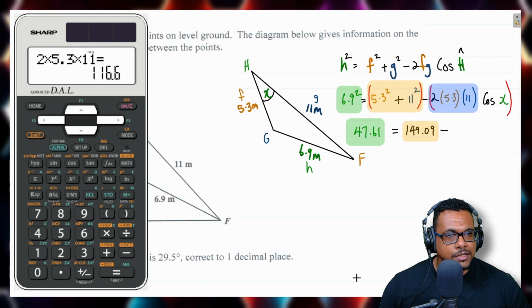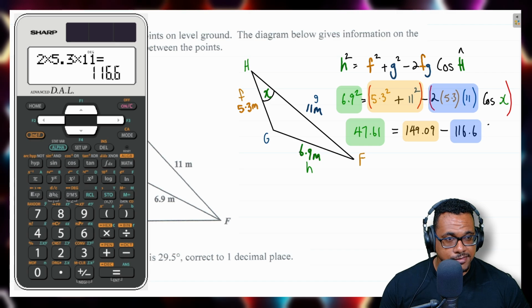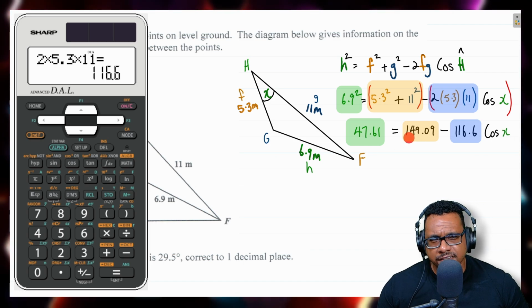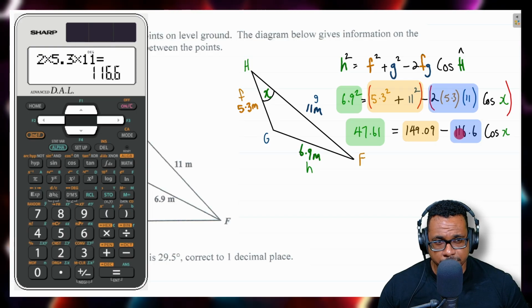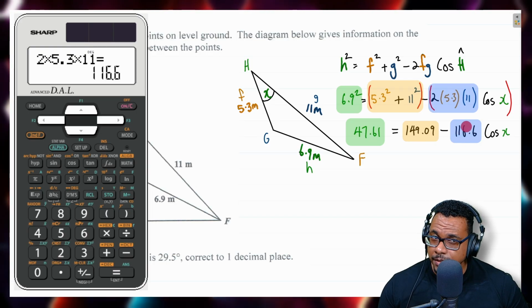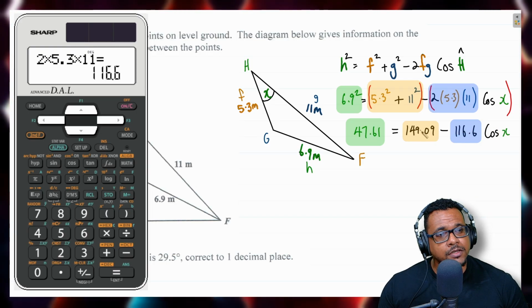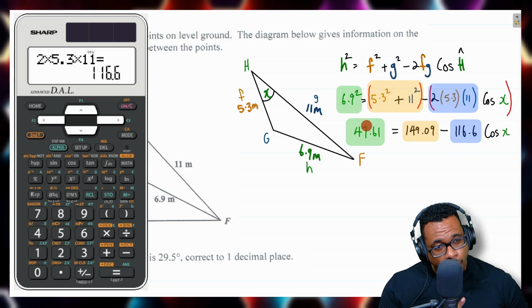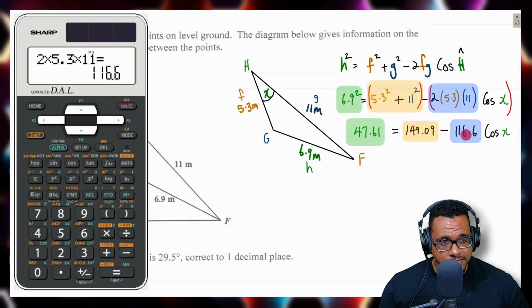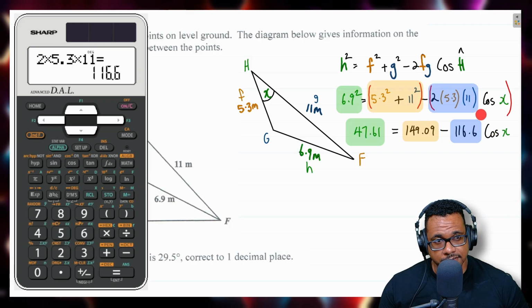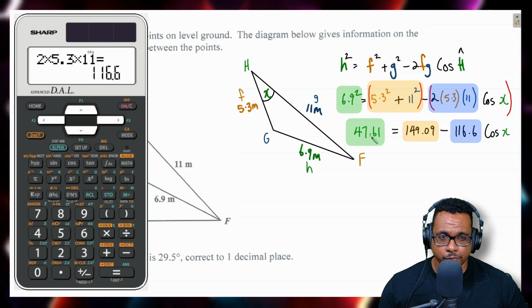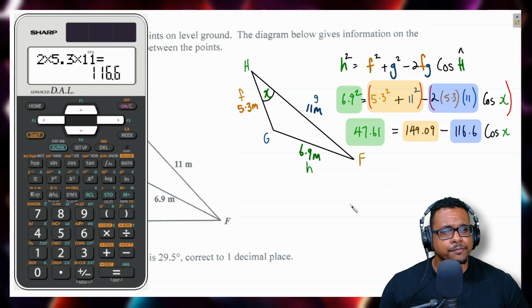So that's going to be 116.6 and then the cosine x. So now these two terms are not like terms, so you can't subtract these two numbers because this 116.6 has been multiplied by the cosine x. So what you have to do is transfer this across here. Or, since this is negative, I could transfer this 116.6 cosine x across the equal sign, so it turns positive, and then this 47.61 across here, it will turn negative.